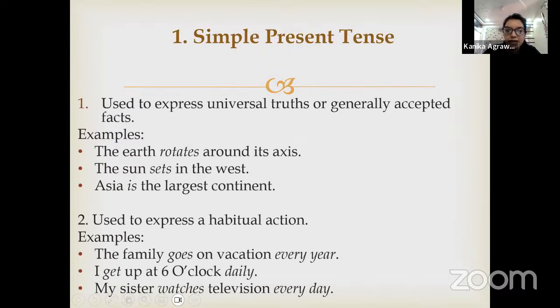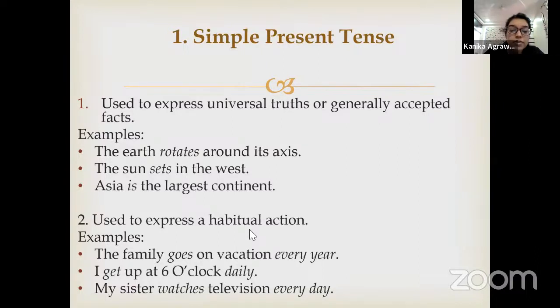Moving on to simple present tense, it has 4 rules. First rule is that it is used to express universal truth or generally accepted facts. For example, the earth rotates around its axis. Rotates, simple present. Simple present mostly has S at the end. The sun sets in the west. Asia is the largest continent. Okay, first rule is this.